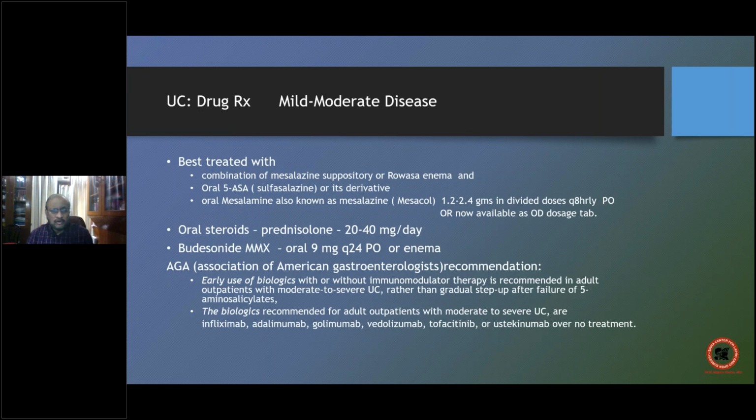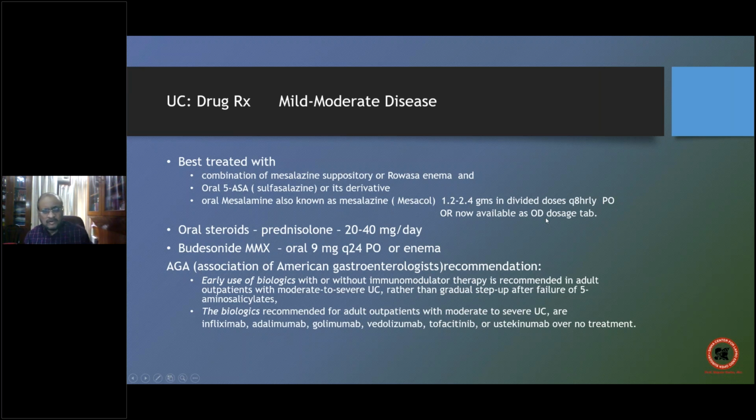So what do you do in a mild to moderate disease? As an overall picture, if you have mild to moderate disease, you are going to use a combination of mesalazine suppository, available as Rowasa enema or other enemas. This is just a proprietary name. This is combined with the oral 5-ASA derivative, that is mesalamine, which I told you is 1.2 to 2.4 grams in divided doses, 8-hourly, or it is now also available as a once-daily dosage.